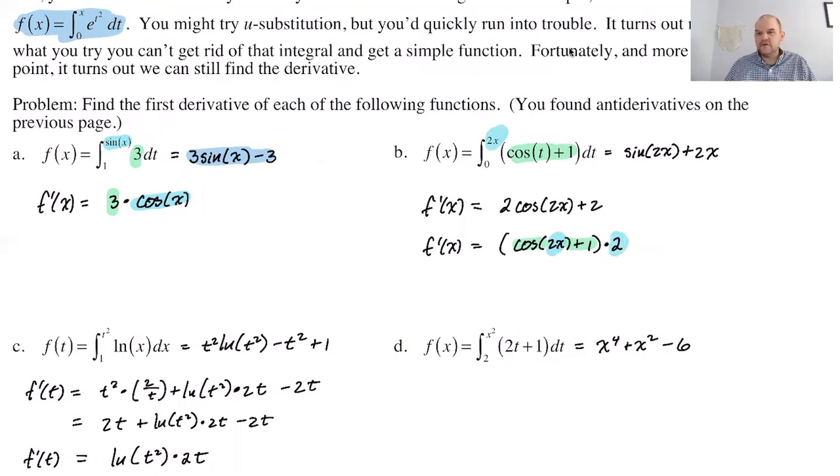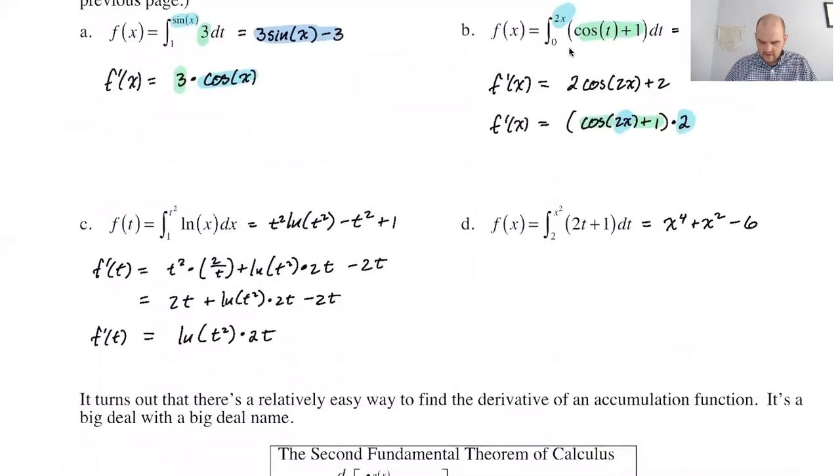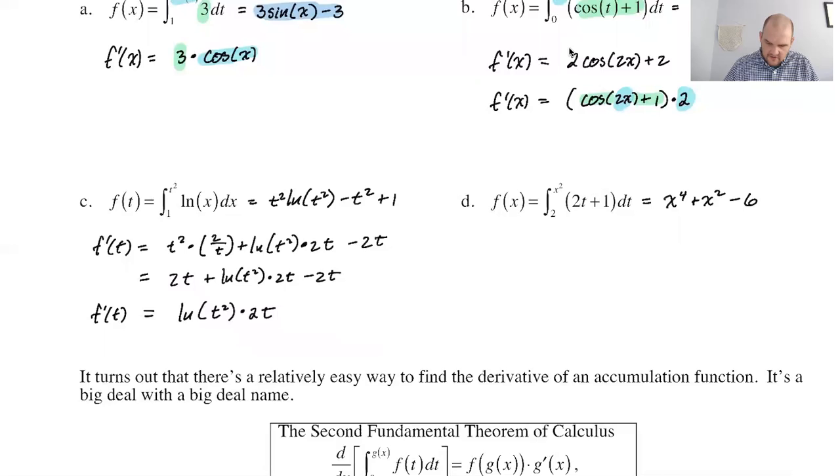Then I had the derivative of 2x. Let's look at this one. So here I have the integrand, but I have the upper bound subbed in. And then, so here's the upper bound, I also have times the derivative of the upper bound.